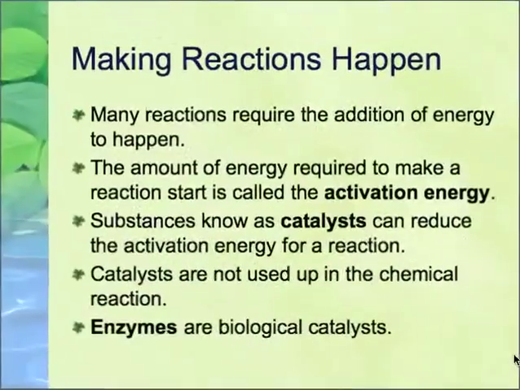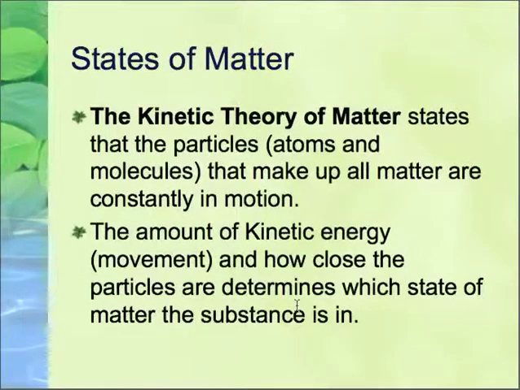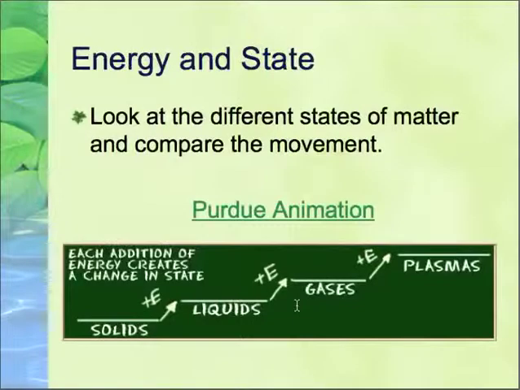All right? So, let's move on just a little bit more here as we talk about states of matter. We've already hit on the kinetic theory of matter, and that the first part says that all matter in the universe is made up of atoms. What we have not talked about is the part where it says that atoms are in constant motion. The amount of kinetic energy, or movement, and that's what kinetic means, is movement, and how close the particles are determine what state the substance is in. And when we talk about state, we're talking about solid, liquid, and gas.